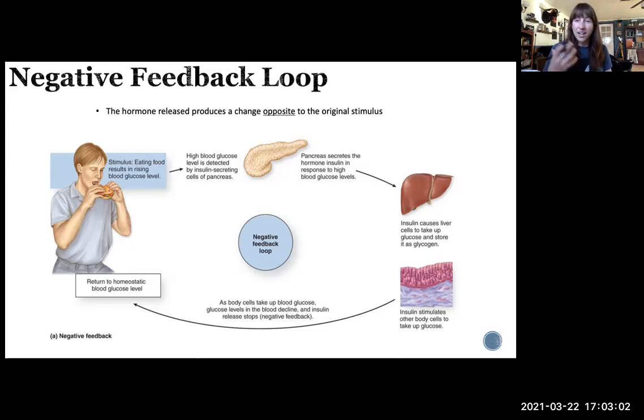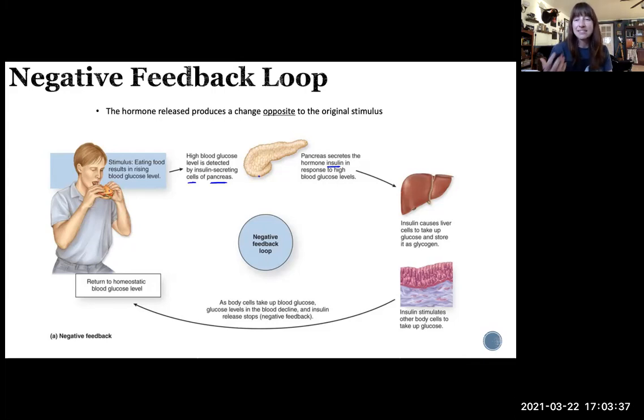Once that glucose blood level reaches a certain threshold, it's going to be detected by cells of the pancreas, which is this guy right here, which is technically an endocrine gland, okay? So the pancreas is going to recognize that blood glucose levels are going up. The pancreas secretes insulin. The insulin tells the liver to take up that glucose and store it as glycogen.